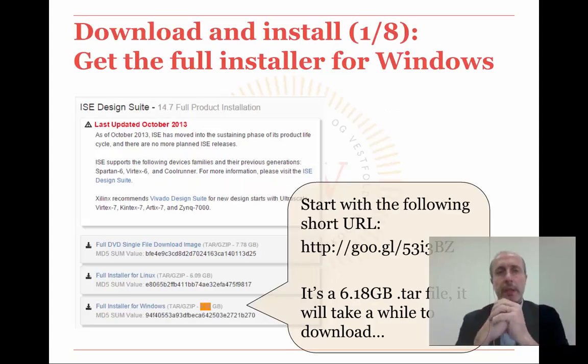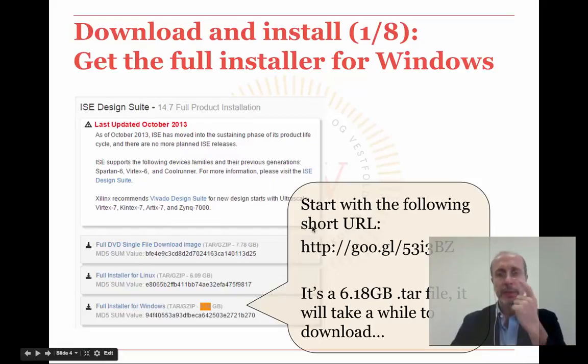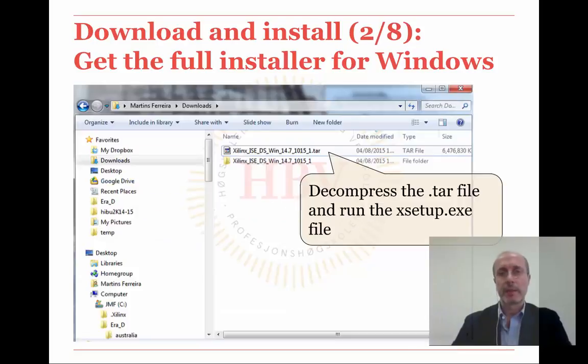You will have to start by accessing the relevant page in the Xilinx website, and you can use this short URL for that purpose. And on this page you should select the full installer for Windows option under the ISE Design Suite 14.7 section. Now please notice that it's a more than 6 GB tar file, so it will take a while to download. In my case, actually, this slide now was more than half an hour later. I think it was something like 45 minutes later.